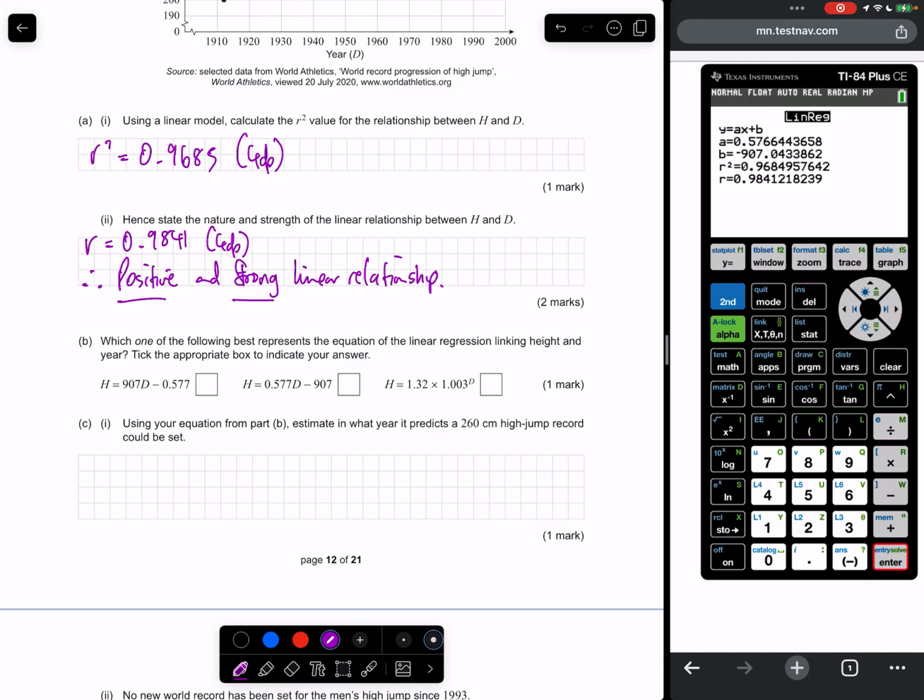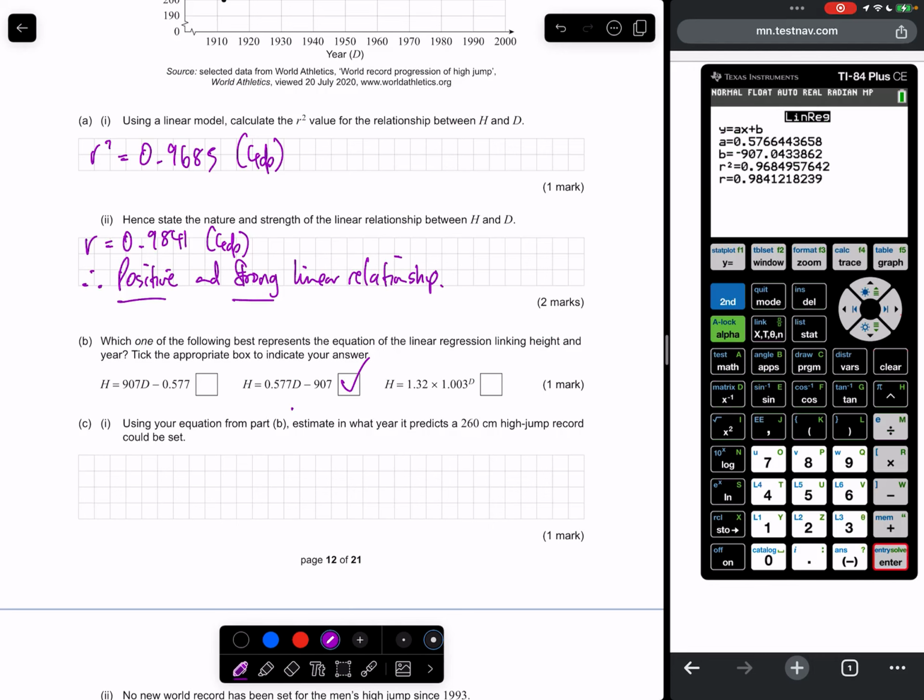Which one of the following best represents the equation of linear regression linking height and year? We have A, 0.5766, so possibly that, take 907. That's the only option here. This is exponential on the right, and the left one, it's got the slope and intercept the wrong way around.